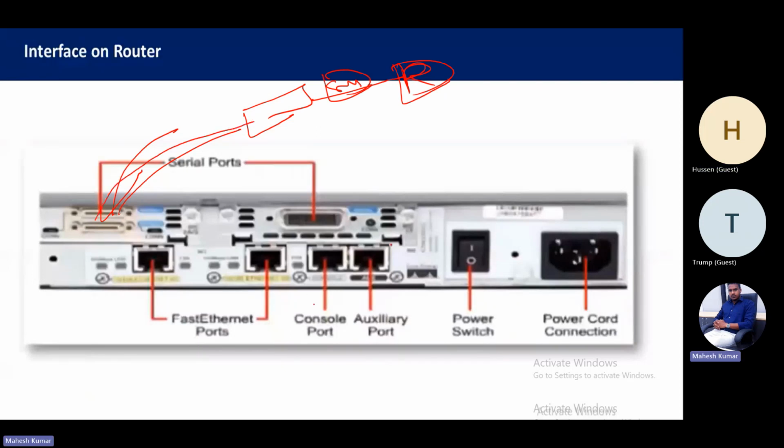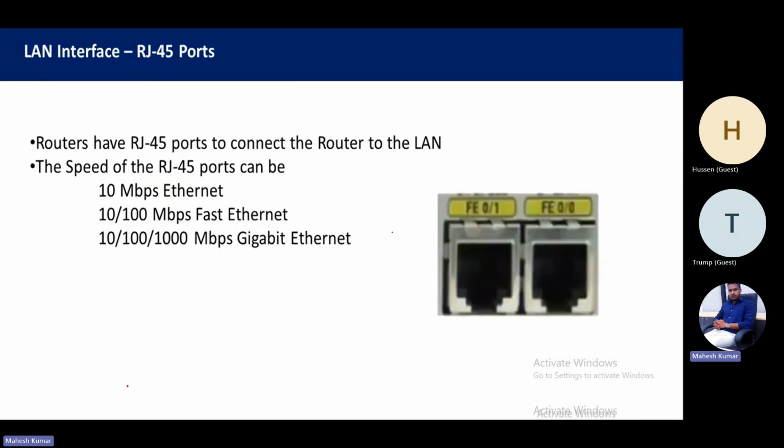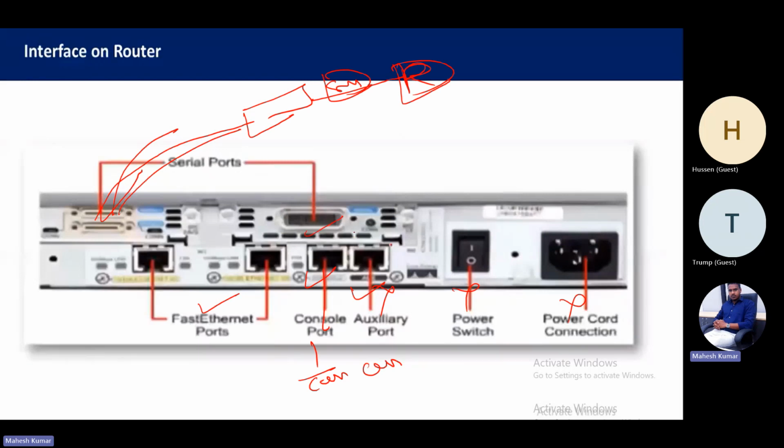After that, console ports. To take a router console and configure it, we have a console cable. The auxiliary port has no use nowadays. The power on/off switch, power cord, and fast Ethernet ports are available. So these are the ports available in routers. Based on the hardware infrastructure, it looks like a very small device, but the functionality is very high. So don't underestimate the power of routers.